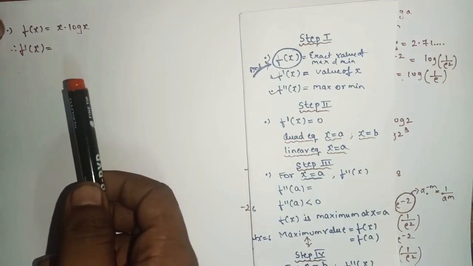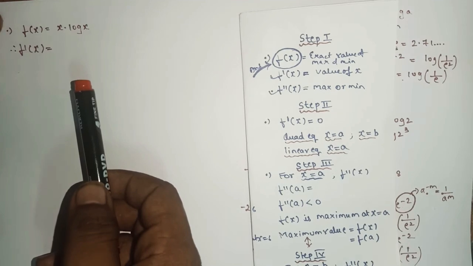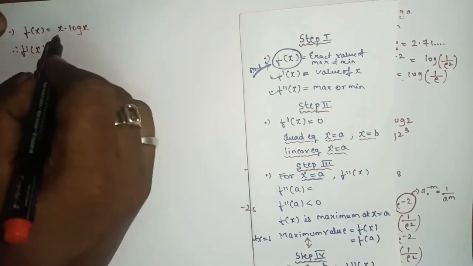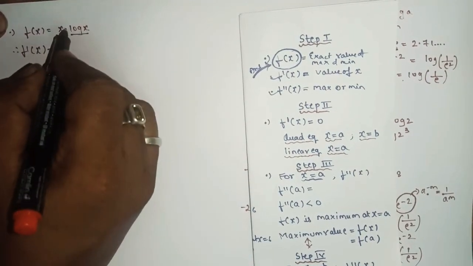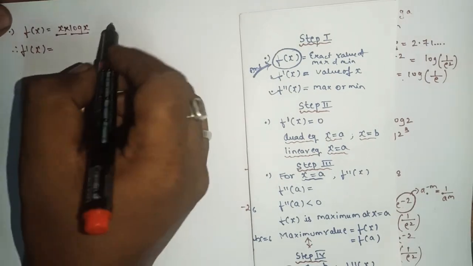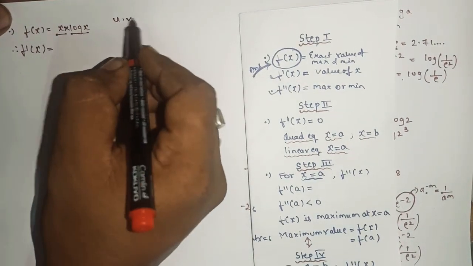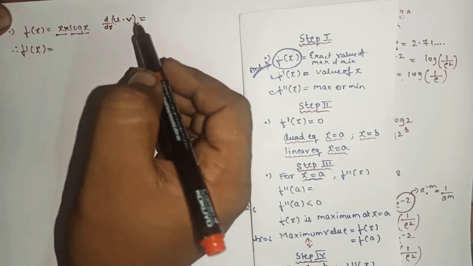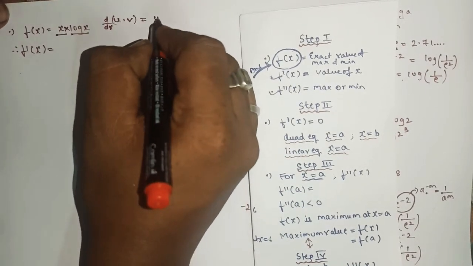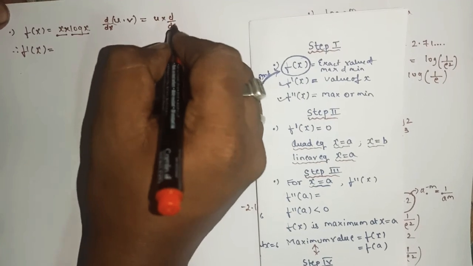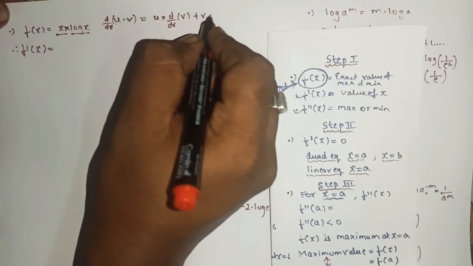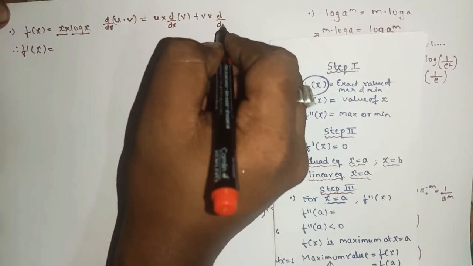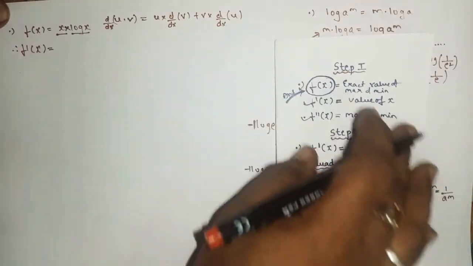In the f dash x, clearly we can see how many terms are there? There are two terms. And what is the connection? That is multiplication. When it is multiplication, we know that we have to apply the u into v rule. And what is the u into v rule? U into derivative of v plus v into derivative of u. I hope you all might be knowing this formula.